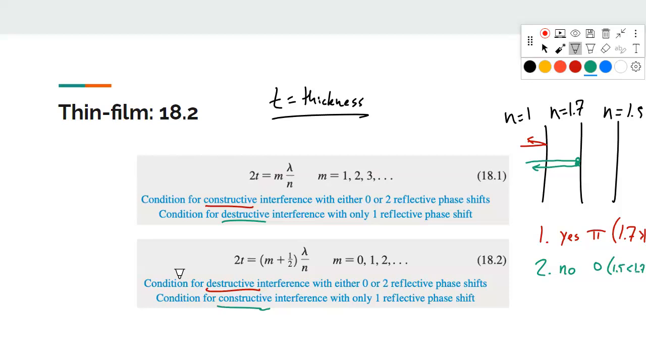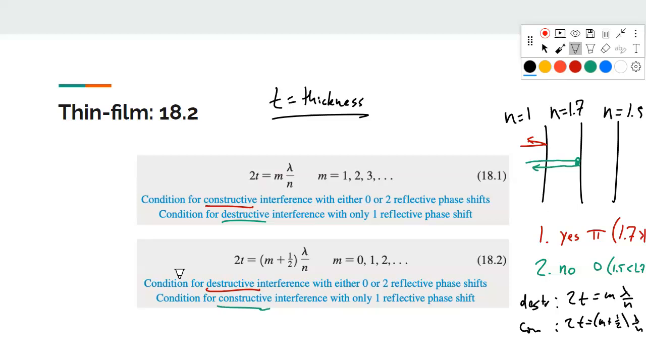And so in this situation, the destructive case would be when 2t equals m lambda over n. And the constructive case for this picture here would be when 2t equals (m plus 1/2) lambda over n. So you can see when we draw our picture and compare the indices of refraction at each layer, we can figure out which formula we should use for each case. And if it's different, it'll just be flipped, basically.